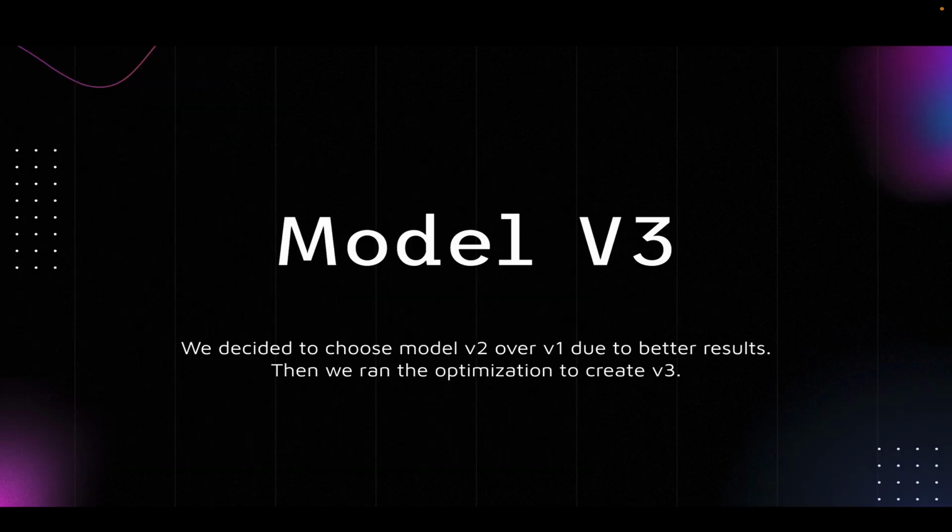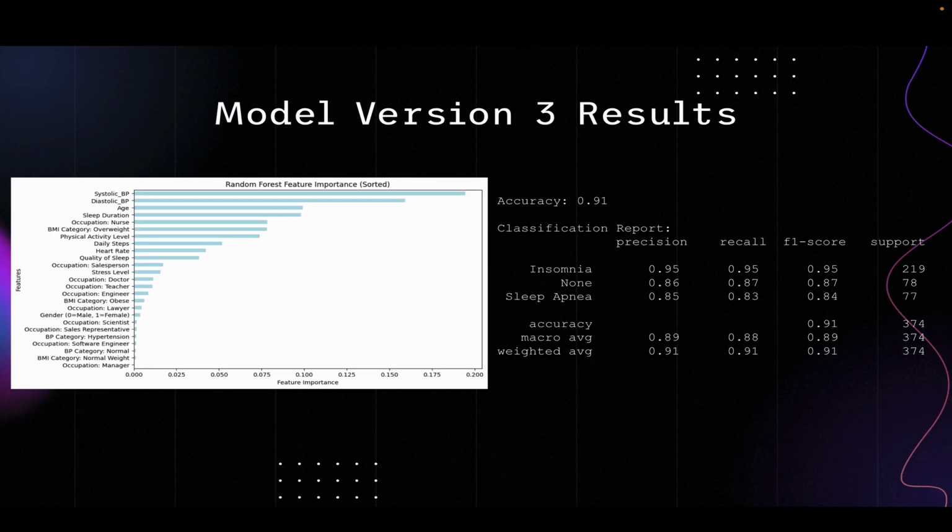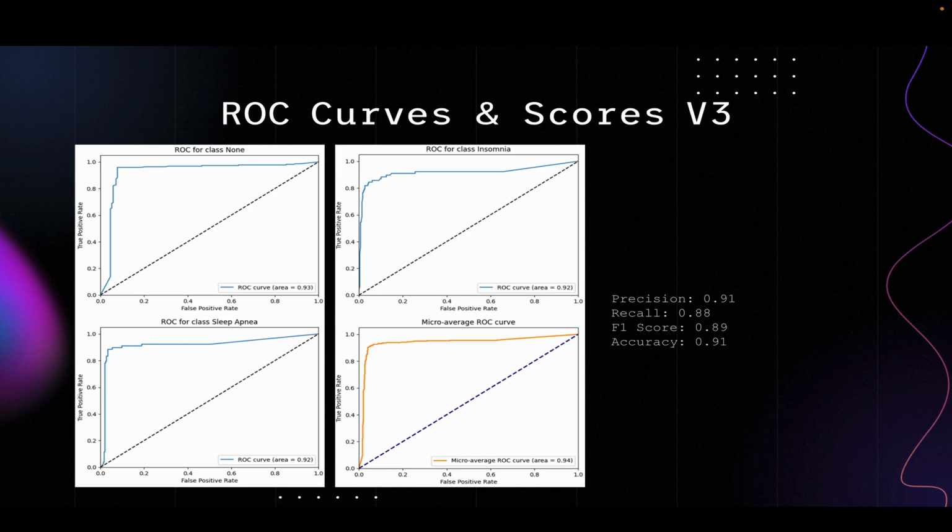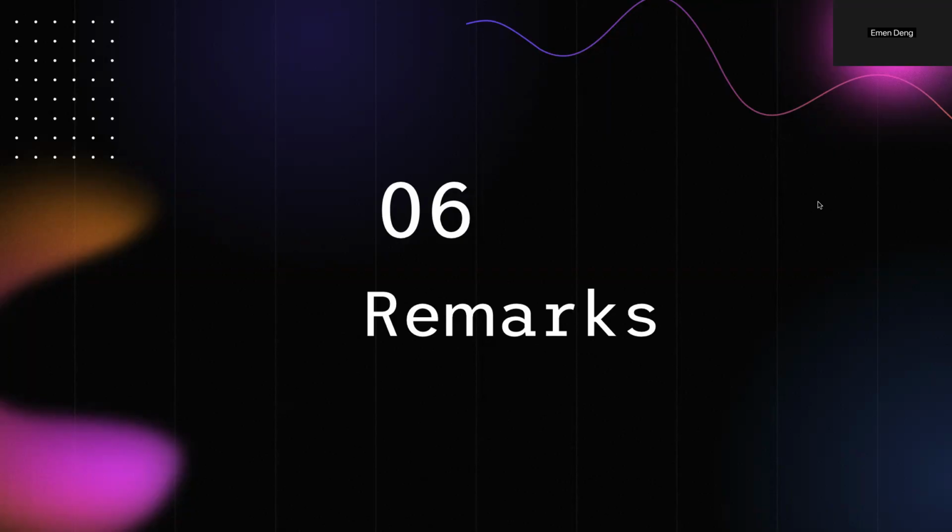Based on this, we chose version 2 to then optimize, and this would be called version 3. Here are version 3 results, which again show improved results from version 2. The ROC curves improved in all areas, and we can see that the precision, recall, F1 score, and accuracy scores are all higher. Let's get into some of the key observations that we've made throughout the project.